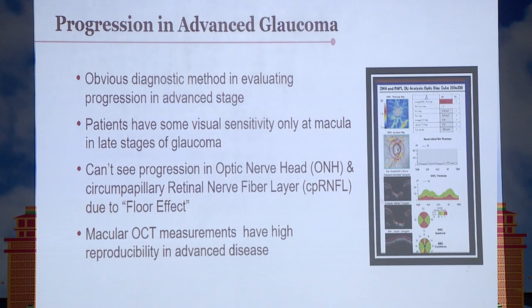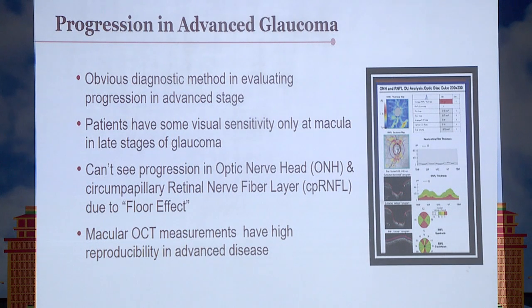Then progression in advanced glaucoma is very important, because in advanced glaucoma patients have only a little vision left. So macular analysis is the obvious diagnostic method in evaluating progression in the advanced stage, and patients have some visual acuity and visual sensitivity only at the macula in the late stage. So we have to be very careful while evaluating, because we have to escalate our treatment so that the patient will not go blind due to the advanced stage of the disease.